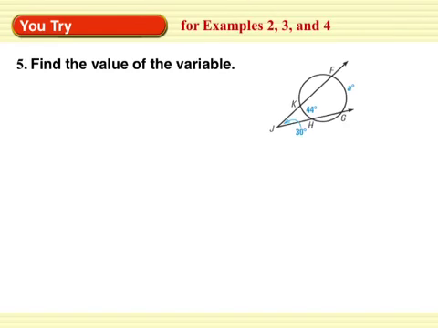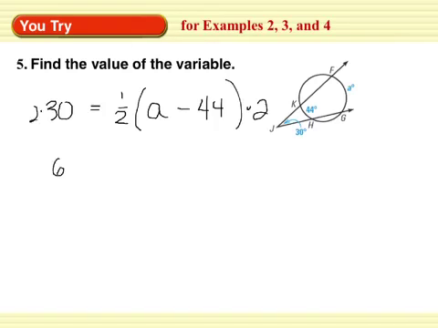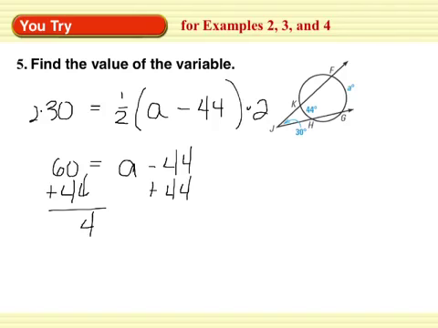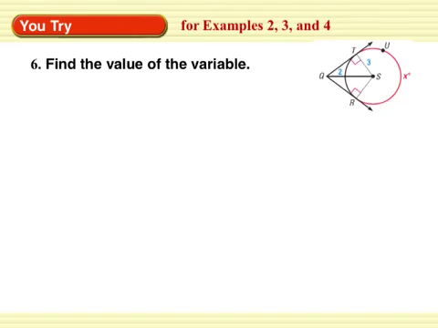You try again. Find the value of the variable. We know that the angle is equal to 1/2 the further one away minus the closer one. Multiply both sides by 2. Add 44 to both sides. A equals 104. Does that make sense? It sure does. Right, this you try.